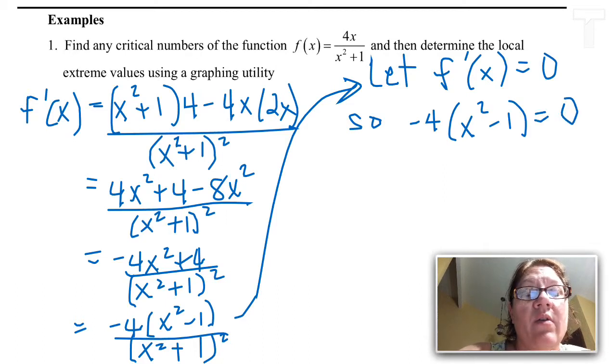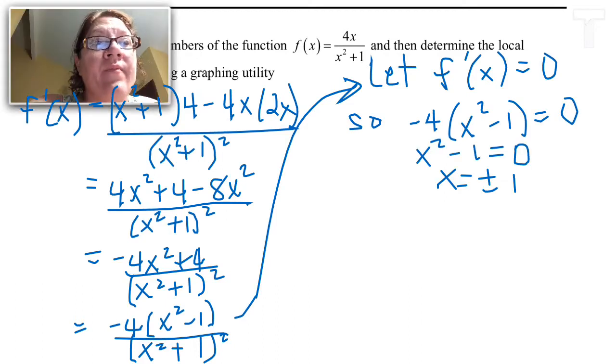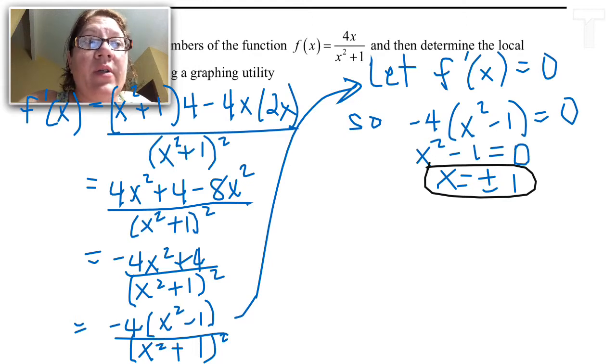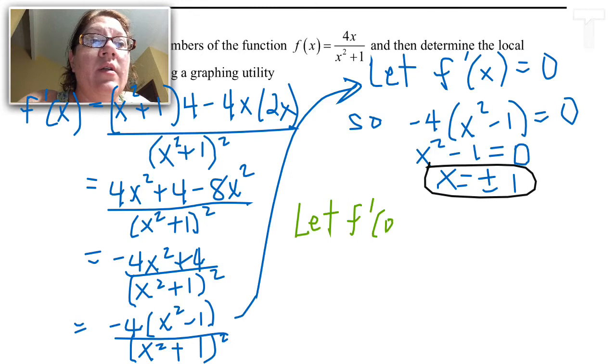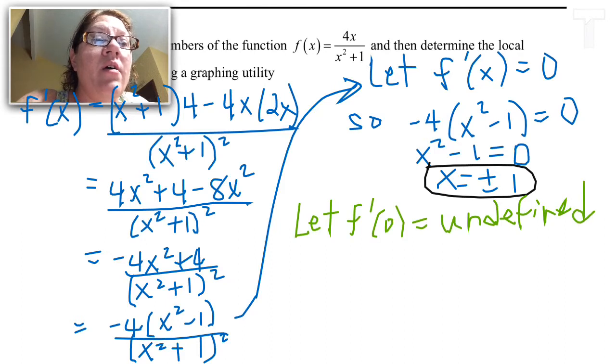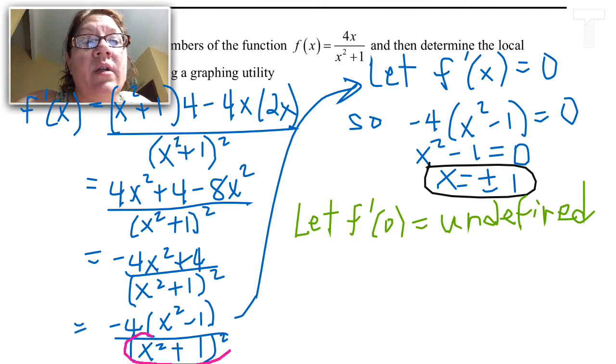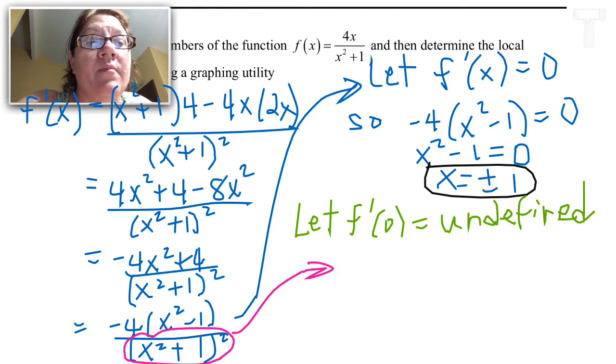So I really only need to set the top equal to 0 in order to solve it. And I would anticipate you could actually solve that yourself. So hopefully you rushed ahead and you got those two answers. And now I have to consider the possibility that the slope is undefined. Well, again, it's a fraction, so when would my fraction be undefined? Oh, if the denominator was equal to 0. Okay. So I'm going to set the denominator equal to 0 and see what happens.